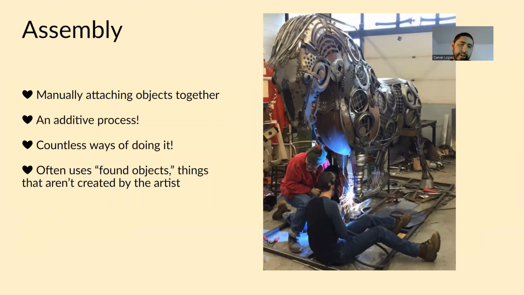Assembly or assemblage is attaching objects together. Usually it's an additive process and it's using found objects most of the time, not all the times. Found objects meaning things that already exist in the world that the artist didn't necessarily create. So the artist didn't necessarily create this part or this part or this part. They could have found it at a junkyard. Now they're welding it together to make their own thing.